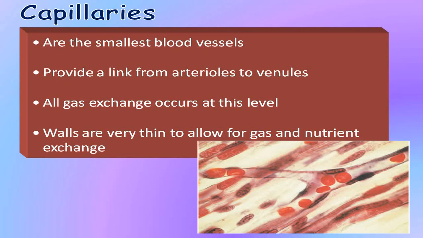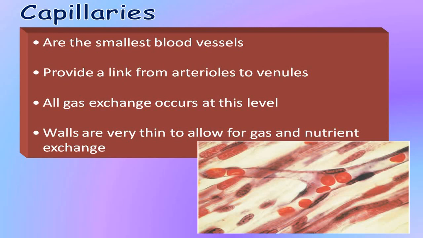Aorta breaks up into arteries, arteries break up into arterioles, arterioles then break up into capillaries, which are made up of a single layer of cells, and capillaries then fuse to form venules, venules fuse to form veins, veins form the major vena cava, which then drains blood into the heart.